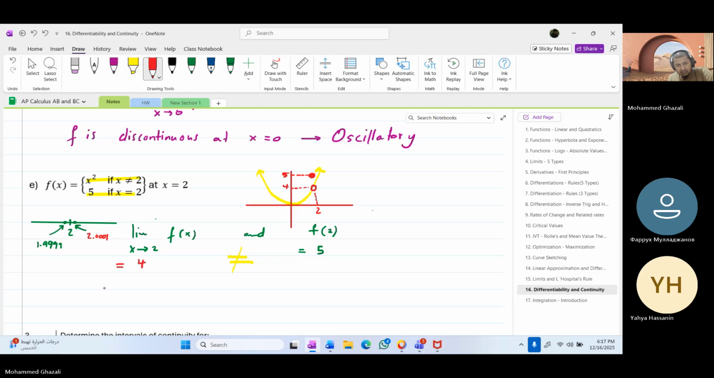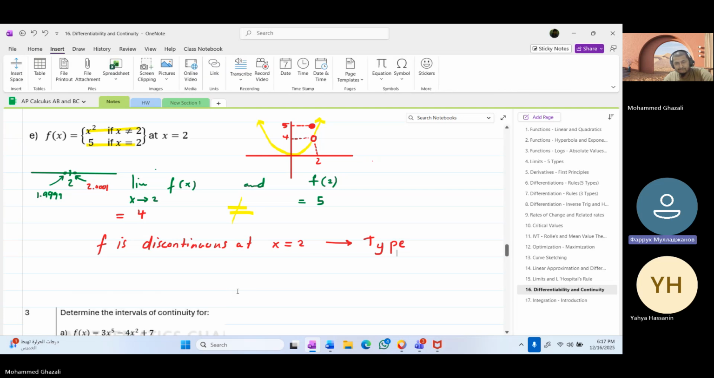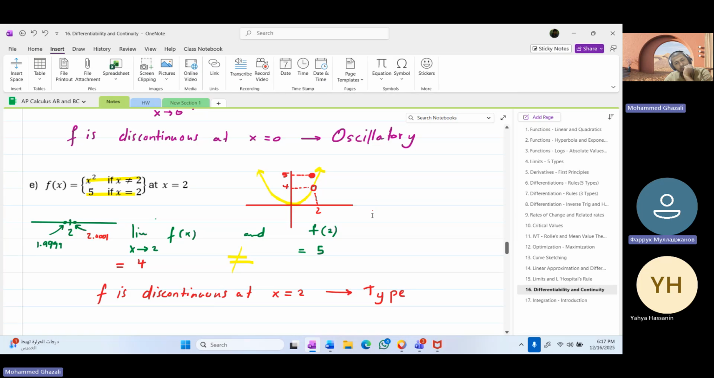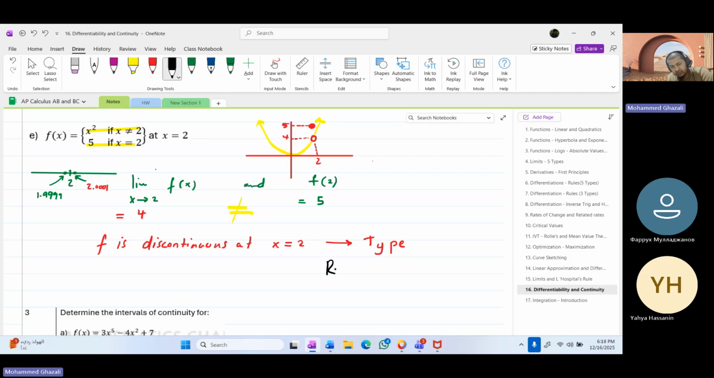So we're going to say f is discontinuous at x equal to 2. And what's the type of discontinuity? Jumping. Oh, wait, why would we say jump, from 4 to 5? We will say removable, because the graph has a hole. Oh, yeah, removable, better. Because the graph is given up from there. So we say removable.